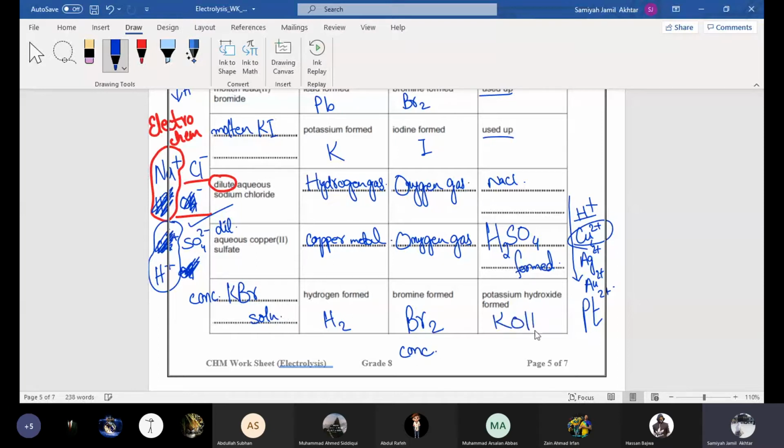And then there is potassium hydroxide. So there is potassium and bromide, potassium bromide, and OH and H will form water. So it means it's potassium bromide solution, and because bromine is forming at the anode, it's concentrated. So you will write full: concentrated potassium bromide solution. That's how you will fill this type of table if it comes.